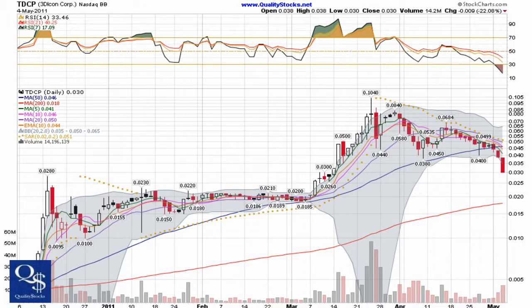Today's Thursday, May 5th, 2011, and today we're going to revisit 3D Icon. This is a NASDAQ Bulletin Board company trading under ticker TDCP.